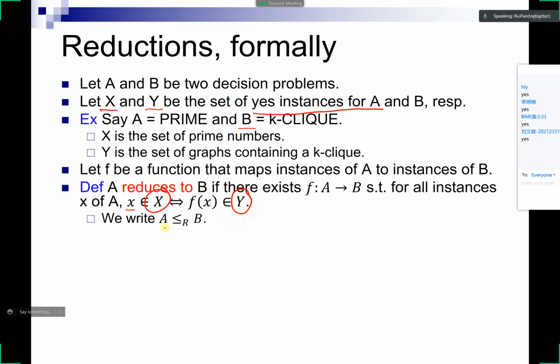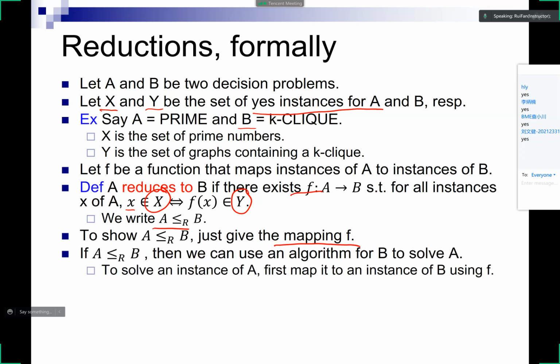If you have one of these reductions f which satisfies this property, then you say that A reduces to B, and we use the less than or equal to notation. So if you want to show that a problem A reduces to B, all you need to do is find this mapping. If you can find a mapping which has this property, then this shows that A reduces to B.